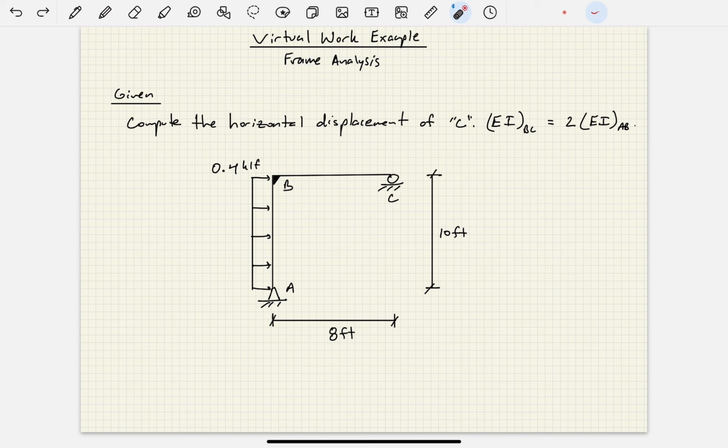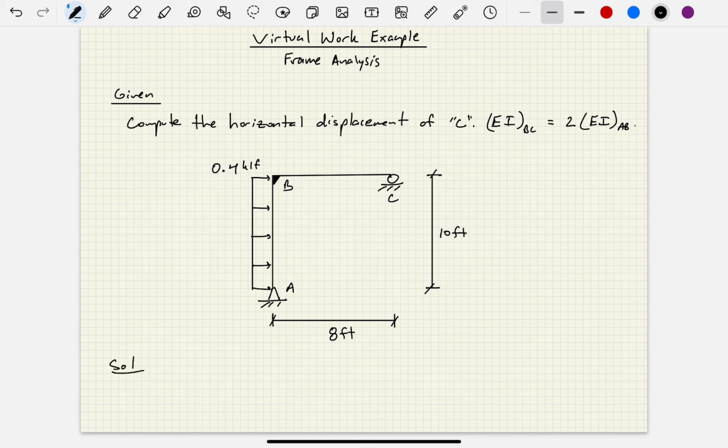This vertical member AB is subject to this uniformly distributed load of 0.4 KLF, and it's 10 feet tall. And then the horizontal member BC is 8 feet long. So let's go ahead and dive into the solution. I'm going to start by saying solution.